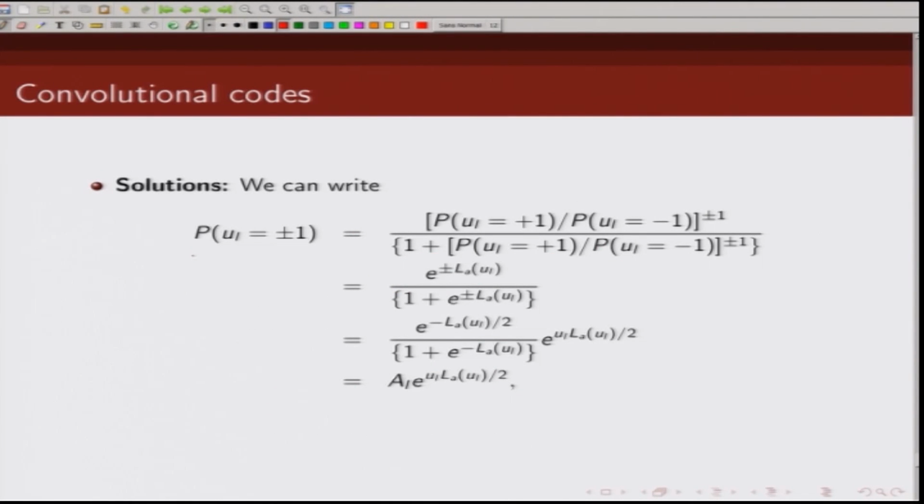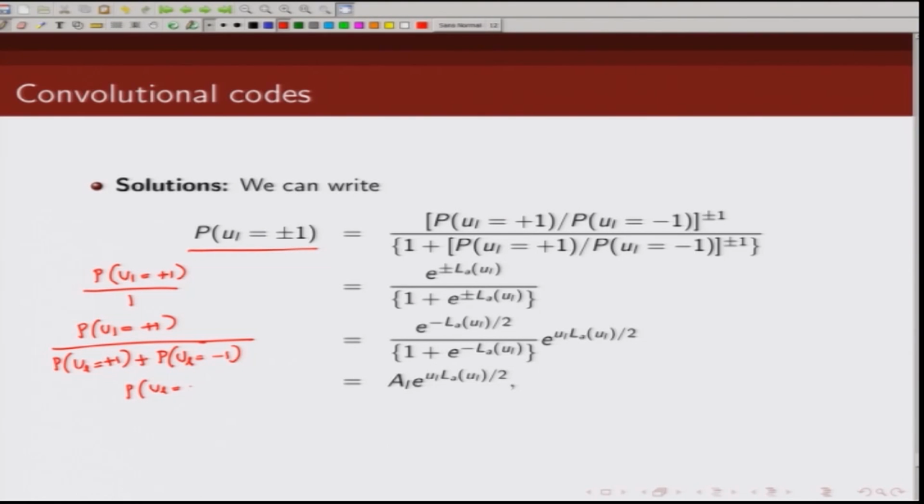So, let us look at it. What is the probability of U being +1 or -1? Let us take +1, and see what the probability is that UL is +1. Now, this can be written as this by 1. So, I can write the probability of UL being +1 divided by the probability UL is +1 plus the probability UL is -1. And if I divide by the probability of UL being minus 1, then what I get is the probability of UL being plus 1 by the probability of UL being minus 1, over 1 plus the probability of UL being plus 1 by the probability of UL being minus 1. So, this is what I will get of the form here.